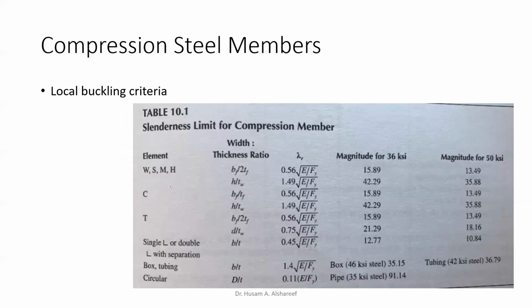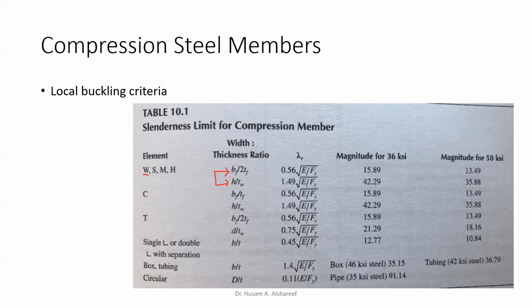Why do we need the slenderness? We'll talk about it. This is table 10.1, and it's broken down by column. The first column is the type of shape. So we have W shape, S shape, M shape, H shape, C, T shape, and so on and so forth. The second column is the width to thickness ratio. So for a W shape, for instance, we have two criteria that we have to check against.